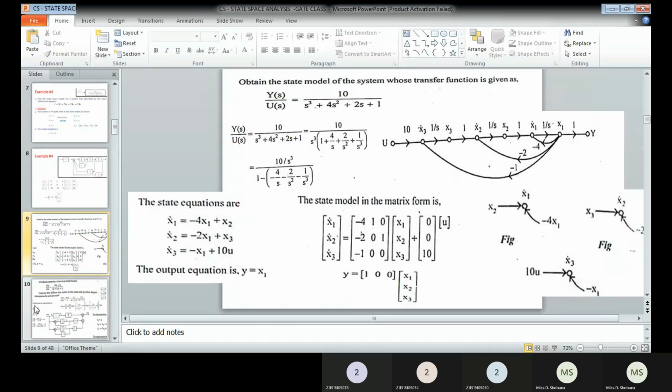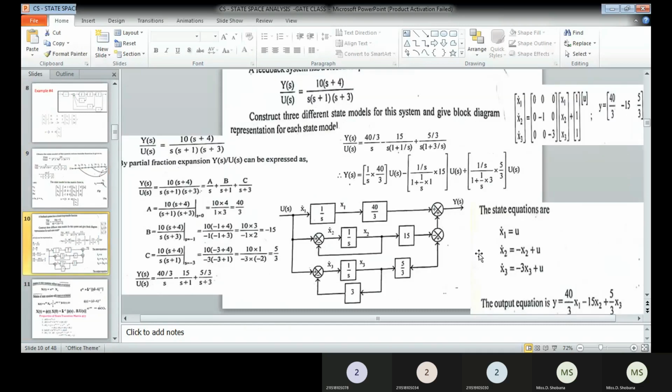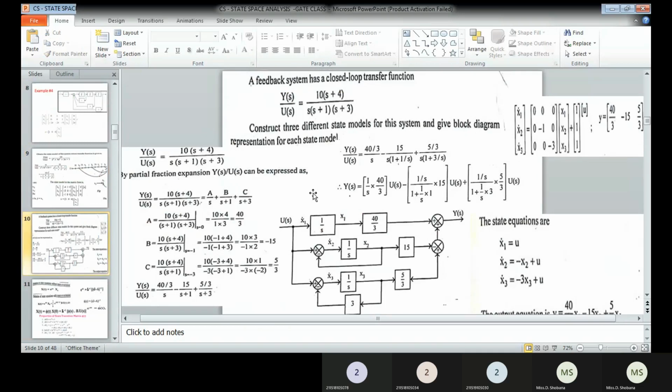So this is how you can write the state model for the system by constructing the signal flow graph. And then we can go for the state space representation by using canonical variables. Here we have the transfer function, and you can see 10 into s plus 4 divided by s into s plus 1 into s plus 3.